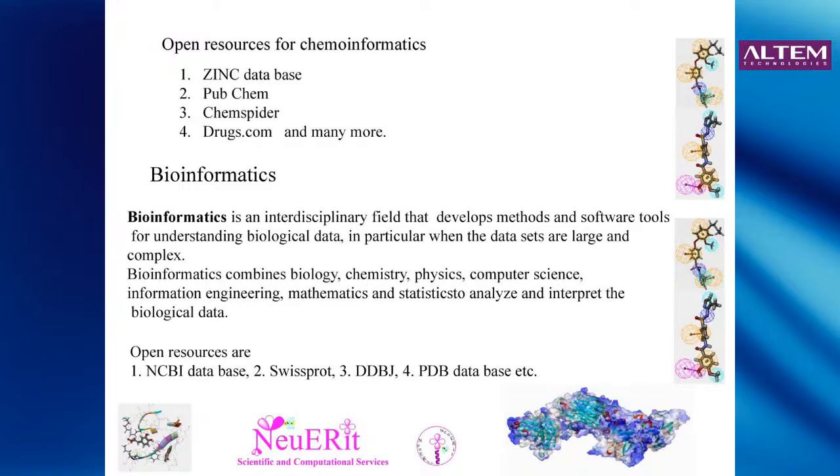A few open resources are there to get information about any kind of chemicals, and those are the gene database, PubChem, ChemSpider, Drugs.com, and many other open resources. Now bioinformatics. Bioinformatics is an interdisciplinary field that develops methods and software tools for understanding biological data, in particular when the data sets are large and complex. Bioinformatics combines biology, chemistry, physics, computer science, information engineering, mathematics, and statistics to analyze and interpret biological data. A few open resources for bioinformatics are the NCBI database, Swiss-Prot, DDBJ, and the PDB database.